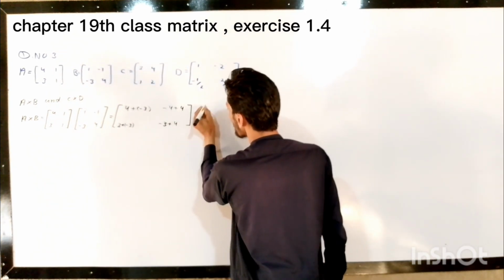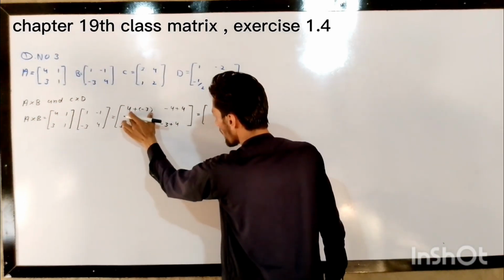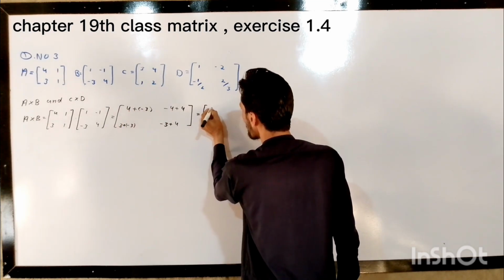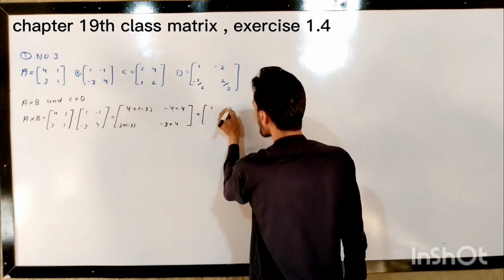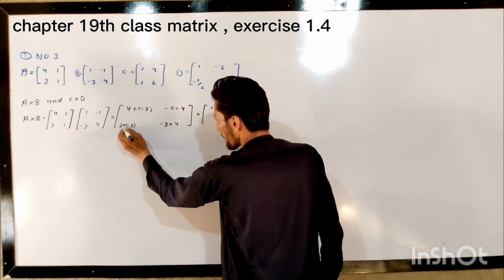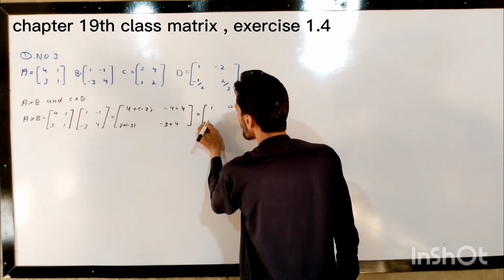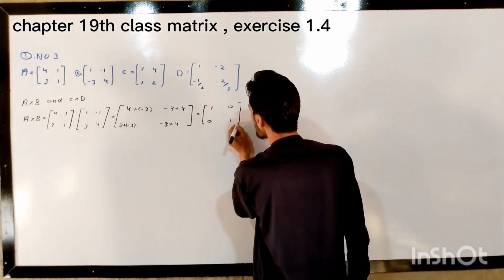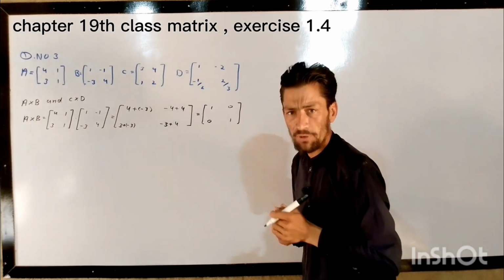Let's check the result. So simplify it. 4 minus 3 will be equal to 1. Then 4 minus 4 will be equal to 0. Then 3 minus 3 will be equal to 0. And minus 3 plus 4 will be equal to 1. So this is the result of A cross B.